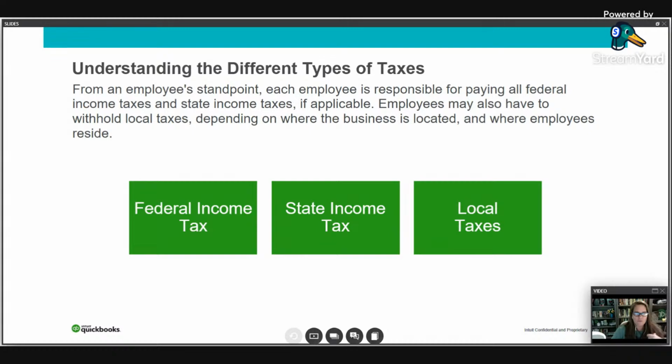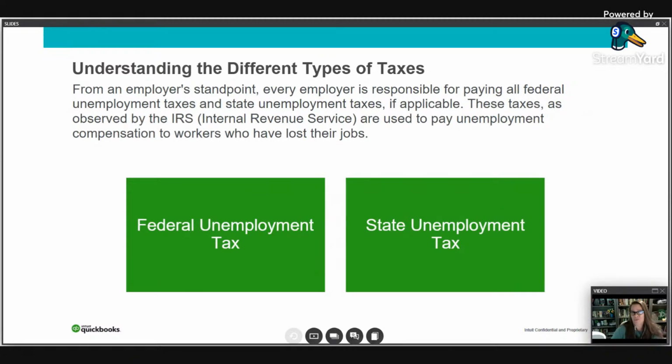Each employee is responsible for paying all of their federal income taxes, and if applicable, state income taxes as well. Not every state has federal or state withholding. And then depending on where they're located, they may have local withholding as well.